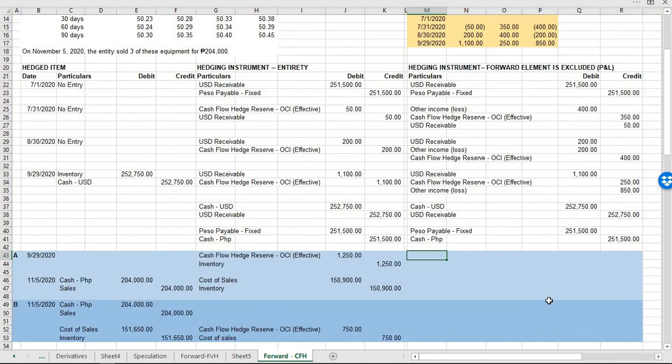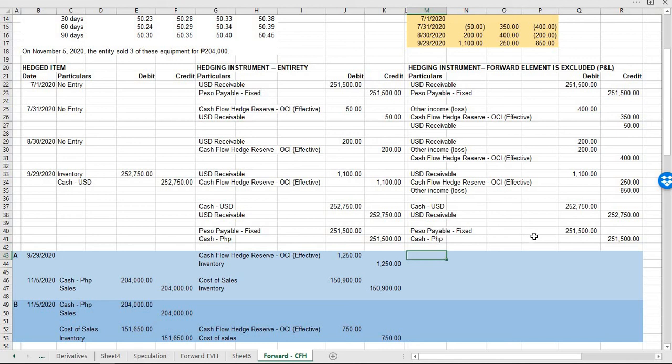So, ngayon, dito na tayo. Again, ang unang option natin is to adjust the initial cost of the non-financial asset. At ang ating non-financial asset is the inventory. At sabi ko nga, dito, kapag ang forward element is excluded, ang ating cumulative balance ng cash flow hedge reserve pertains to the spot element. At magkano nga siya? 1,000 pesos ang balanse niya. At yun ang ating i-adjust sa inventory balance.